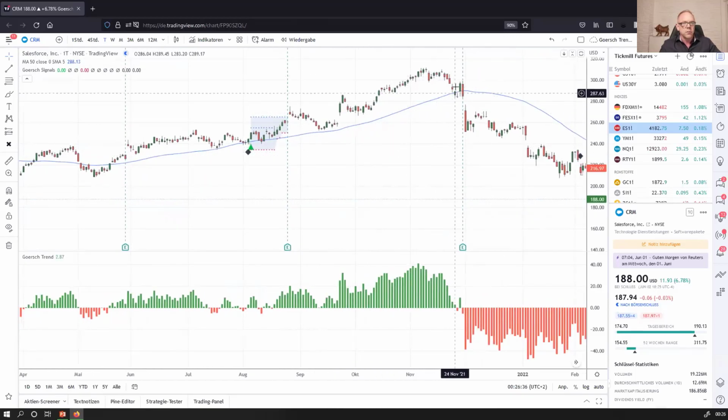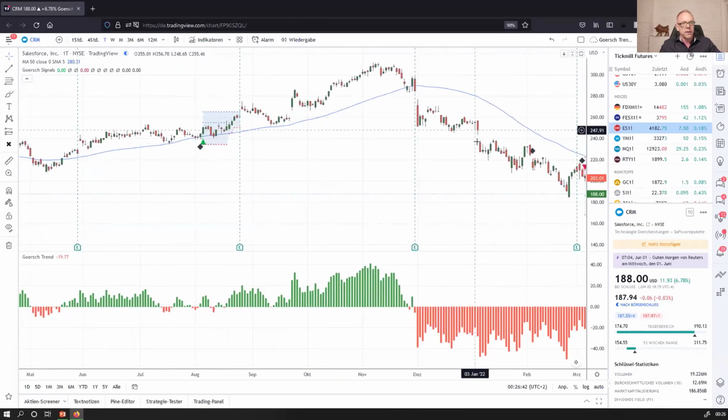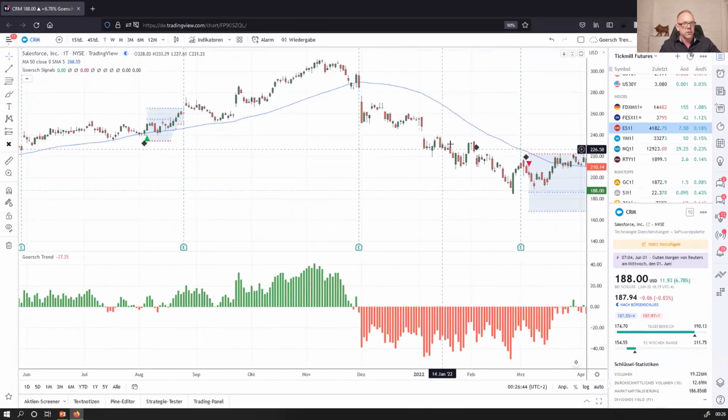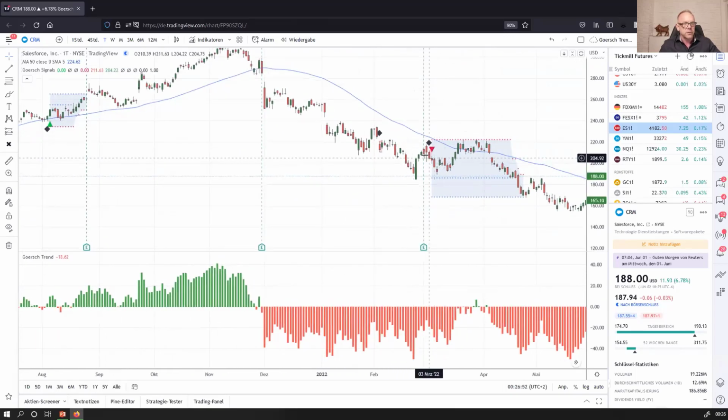Going down here, moving below the 50-day moving average and developing a strong downtrend. Here we already get the first short signal, but no follow through. So this was not a trade. And the actual trade was over here.